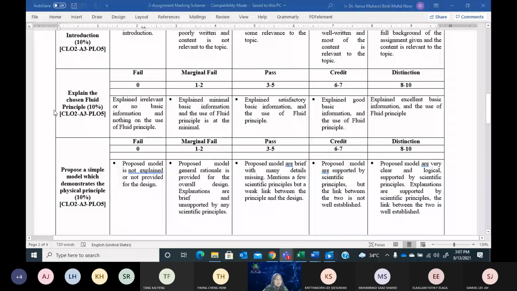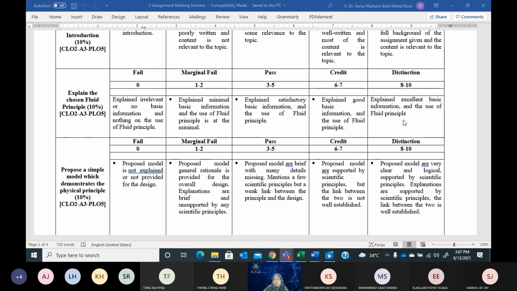Okay. Next is to do the explanation. Explain the chosen fluid principle. Okay, for example, you are under distinction. Explain excellent basic information and the use of fluid principle.